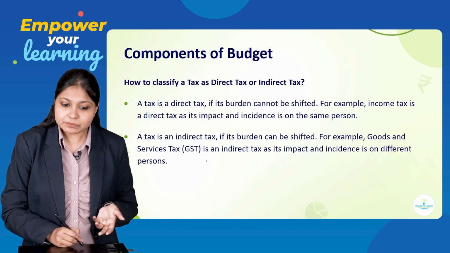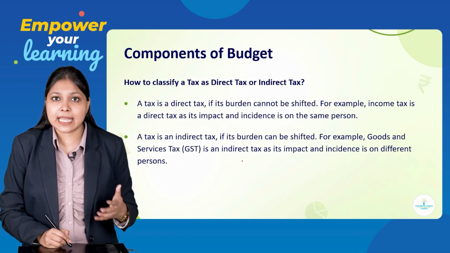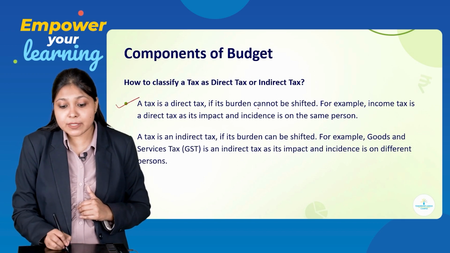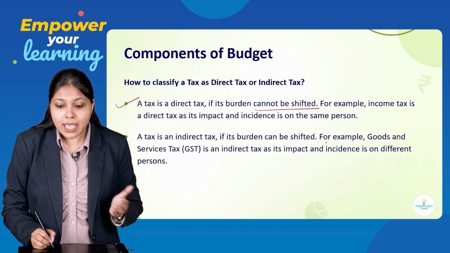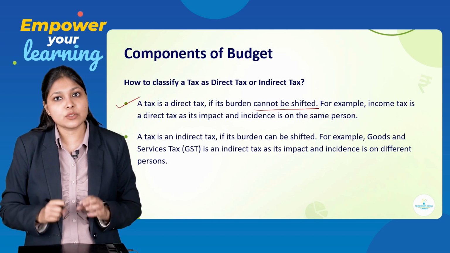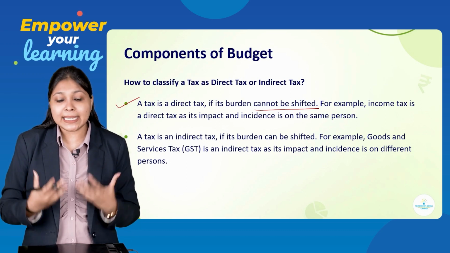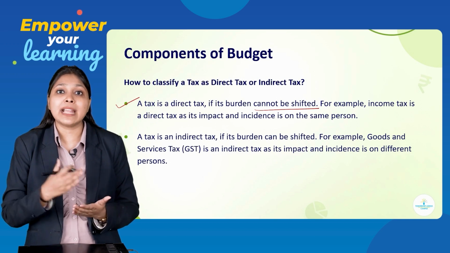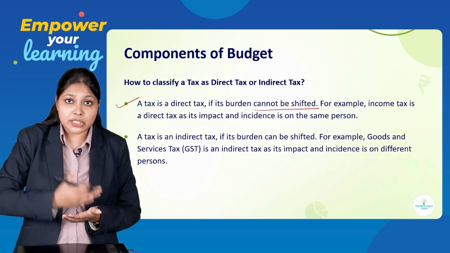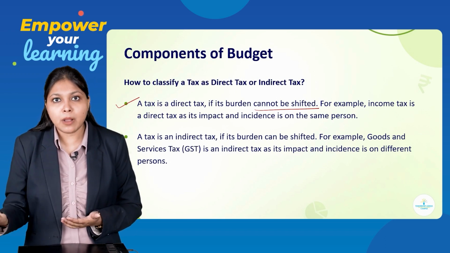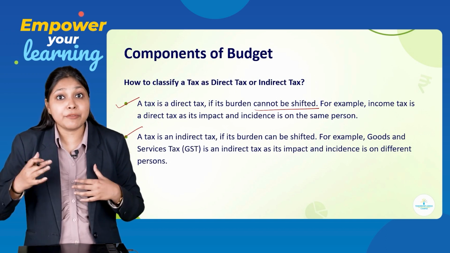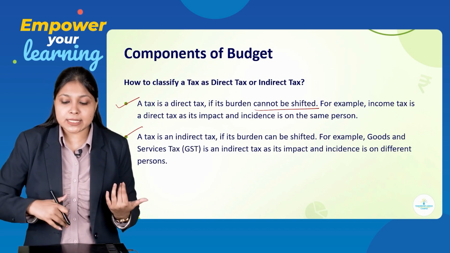Very simple. Now, how to classify a tax as a direct tax or an indirect tax? A tax will be called a direct tax if its burden cannot be shifted. Example, income tax is a direct tax since its impact and incidence are on the same person. So, any tax wherein the impact and incidence are on the same person will be called a direct tax, whose burden cannot be shifted from one person to another. Whereas the burden of an indirect tax can be very easily shifted from one person to another.